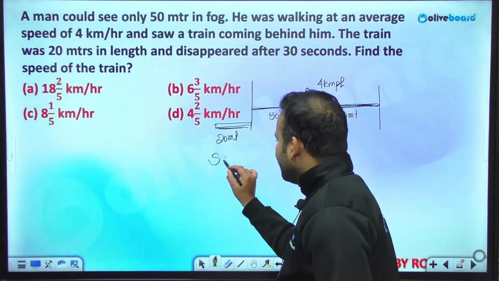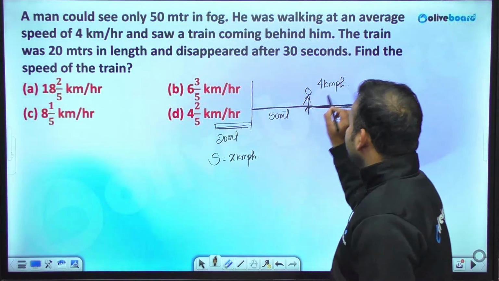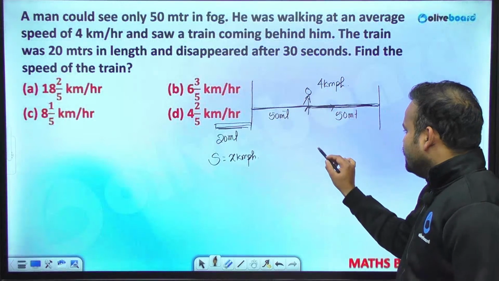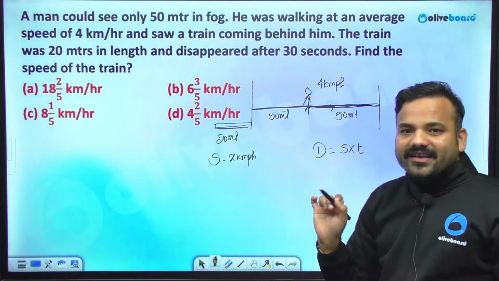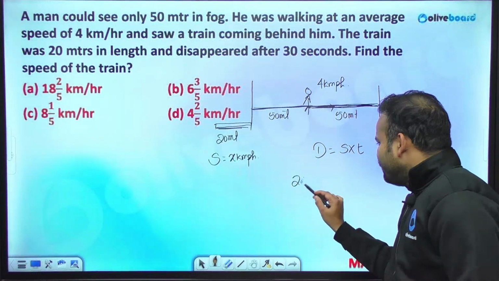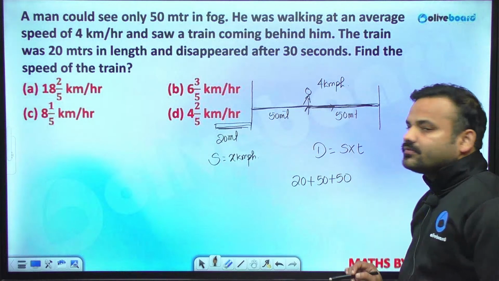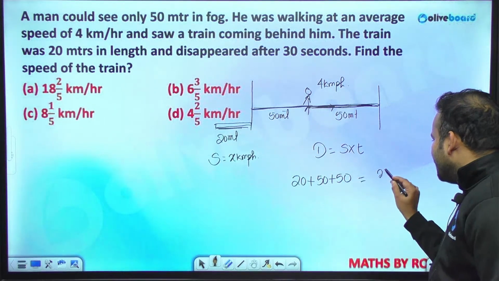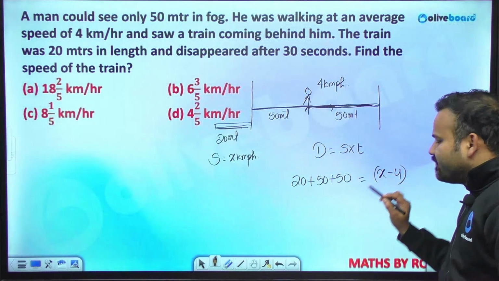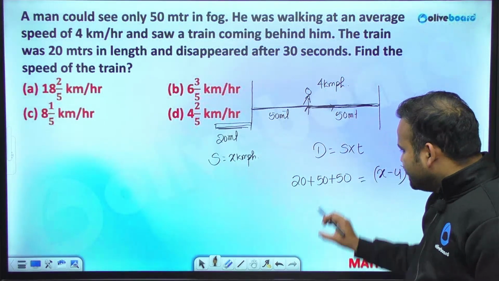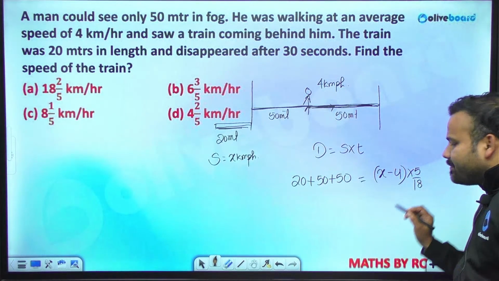Considering the speed of the train as x km per hour. Why am I considering kilometer per hour? Because the speed of the person is in kilometer per hour. Distance equals speed into time. The total distance traveled by the train is its own length of 20 meters and 50 meters of two fogs. Speed of the train is x and that of the man is 4. In the same direction, the relative speed will reduce. This is in meter and this is in kilometer per hour, so convert this into meter per second by multiplying by 5 by 18.